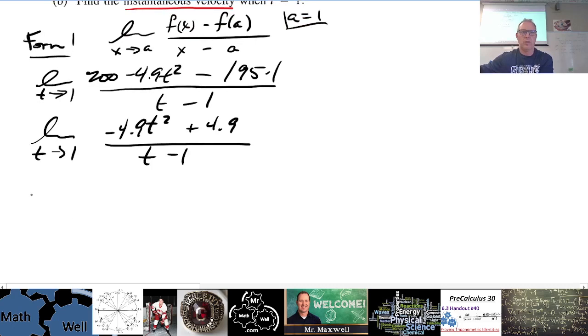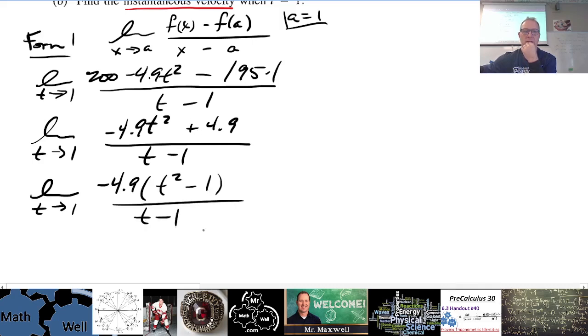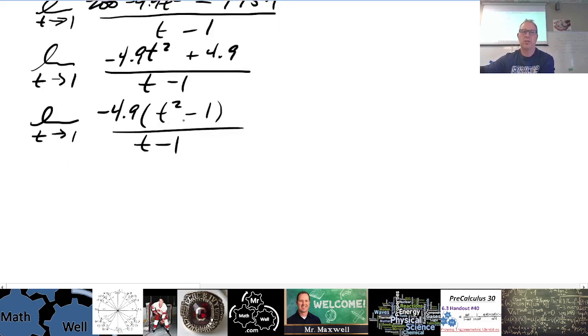Okay, so let's factor now. Well, I see I have a 4.9 as a common factor. No problem. I don't really want a negative in front of the t squared because it's not as easy to factor, so I'm going to take a negative 4.9 out. Then I'm going to be left with a positive t squared, and that's going to change this side to a minus 1, all over t minus 1. So we're getting close now. You see the t minus 1 is going to be a factor of t squared minus 1, right? That's a difference of squares. I can factor it, and I am going to have a common factor in the bottom.